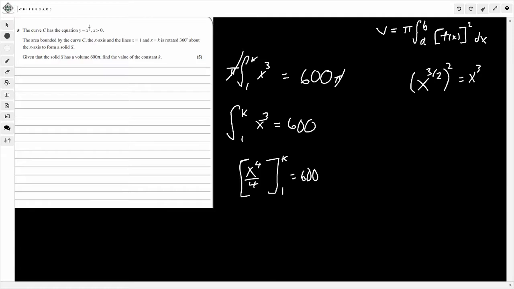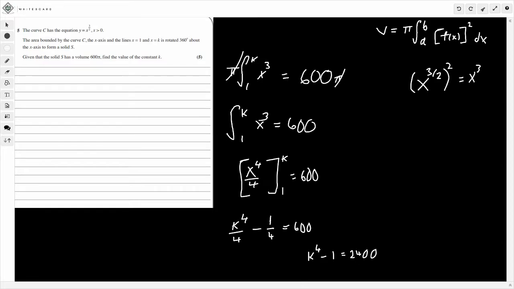So all we need to do now is actually perform the substitution. What I get here now is k to the 4 over 4 minus, subbing the 1 in, 1 to the 4, so that's just 1 divided by 4. And this is equal to 600 still. So we can solve this now. All I'm going to do is times by 4. What that gives me then is that k to the 4 is equal to 2,400. Oops, what I do need is my minus 1 still. Don't forget your minus 1, sorry. Minus 1 is equal to 2,400.